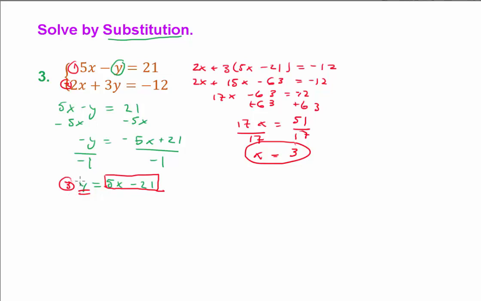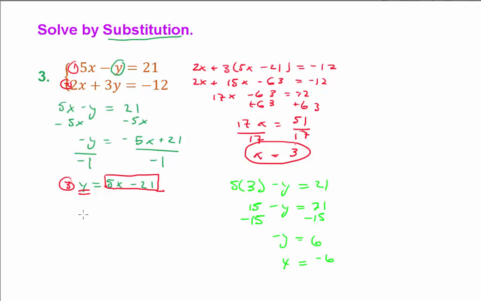Honestly, number 3 tends to be the easiest, but I'm just going to go ahead and pick one. I'm going to pick number 1. So I will take 5 times 3 minus y is equal to 21. That's 15 minus y is equal to 21. Subtract 15 from both sides. So you have negative y is equal to positive 6, so y must be equal to negative 6.